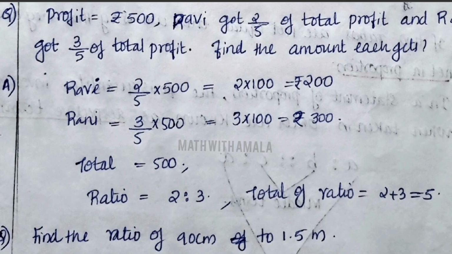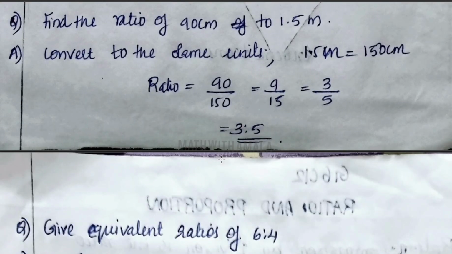Next one, find the ratio of 90 centimeter to 1.5 meter. Here the lengths are given in two different units. One is in centimeter and the other is in meter. You have to convert. One method can be converting to centimeter and the other can be converting to meter. Convert to the same units. Then 1.5 meter can be converted to centimeter, like 150 centimeter. Then the ratio is equal to 90 by 150. That is 9 by 15. It is 3 by 5. So the ratio is 3 is to 5.